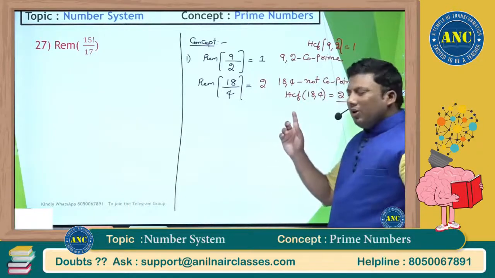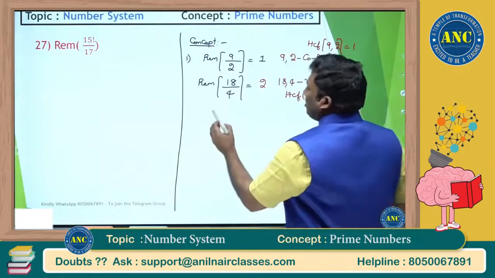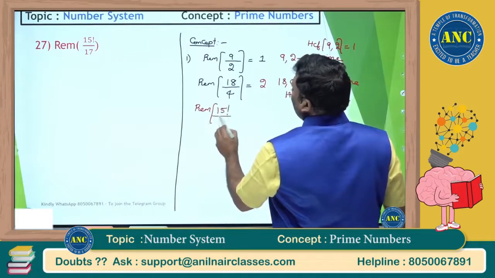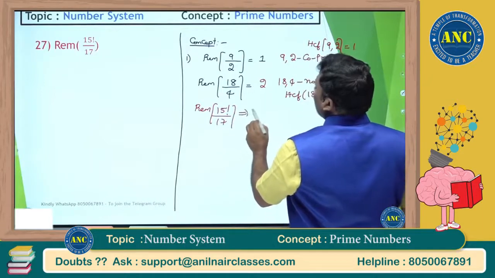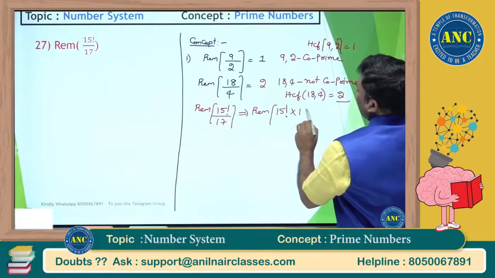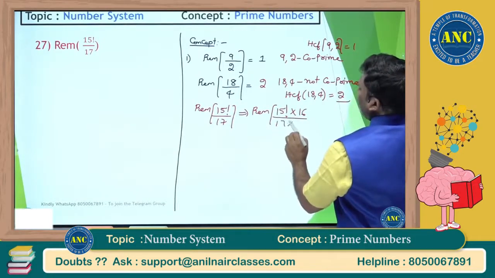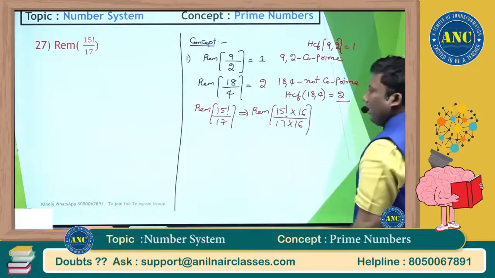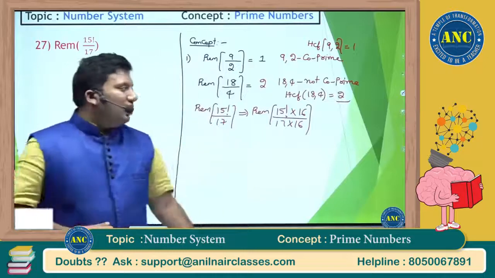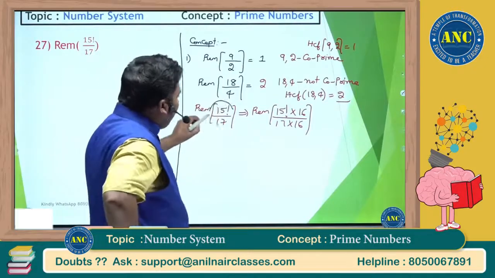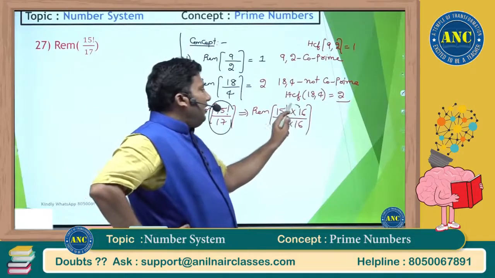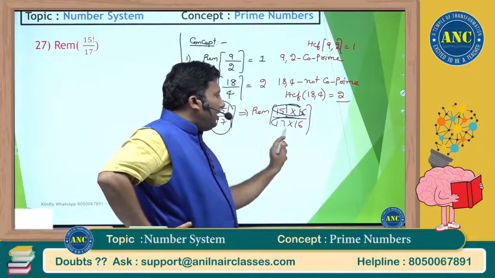So why am I doing this? Wilson's theorem holds that, suppose, 15 factorial divided by 17. Don't do it as 15 factorial into 16 divided by 17 into 16. Don't multiply and divide by 16. Why? Because here 15 factorial and 17 are co-prime to each other, but after multiplying by 16 both become even numbers.